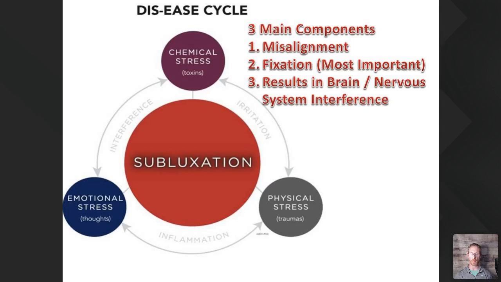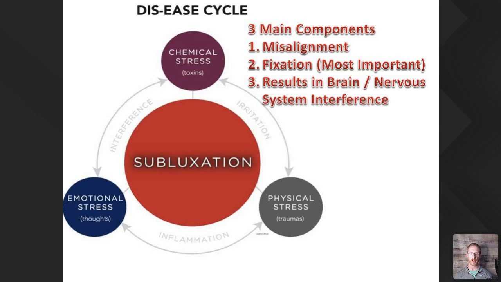The first component is what we call the misalignment, and that's when we think about getting our spine aligned. It's not the most important part by even a little bit in this equation. The most important part is what is called the fixation. The fixation is a result of the misalignment, but it's a protection mechanism the brain uses when certain areas of the spine are stressed to a point where they can no longer adapt to the physical stresses, mental stresses, emotional stresses the body is going through.